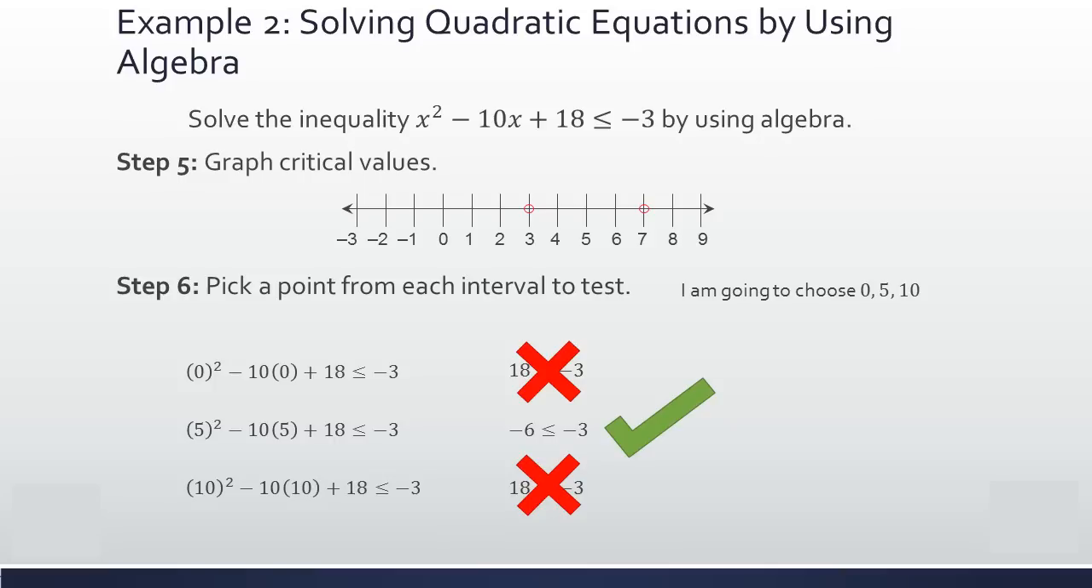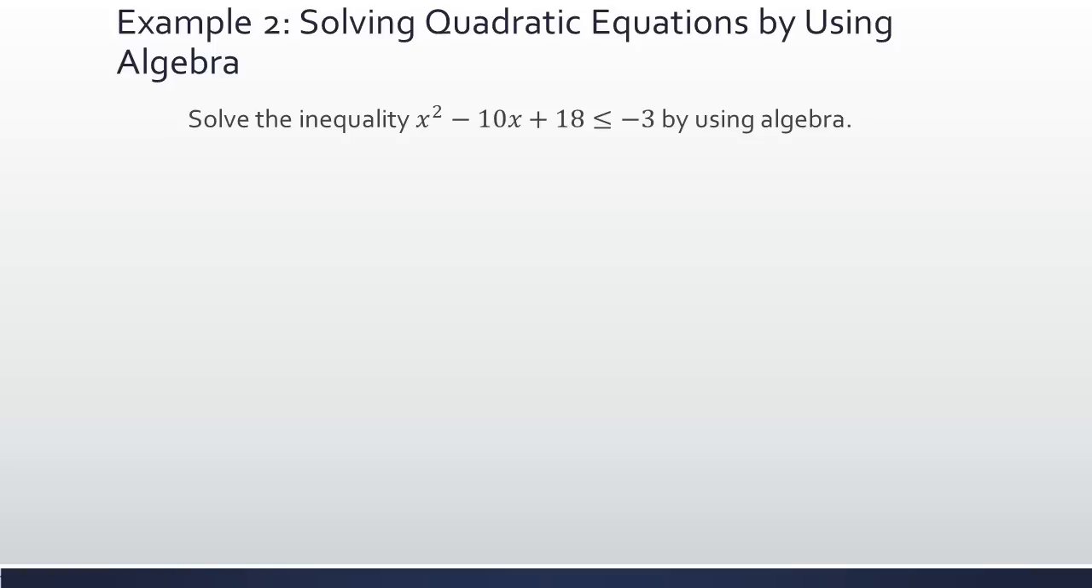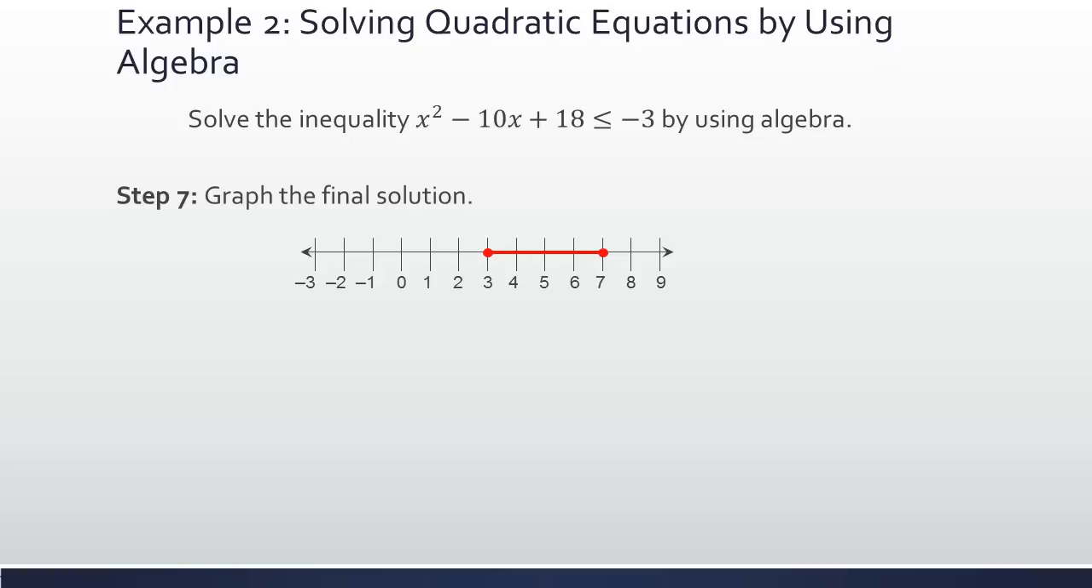So I tested the point, so I know what works. So I need to graph that final solution. In doing that, I get the values between 3 and 7 inclusive, so it includes the 3 and the 7. And to write that out as an inequality, I get 3 is less than or equal to x, which is less than or equal to 7. So let's look through one more before you get your now you try.